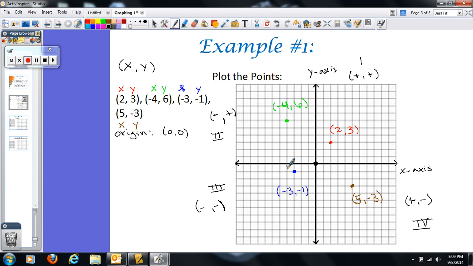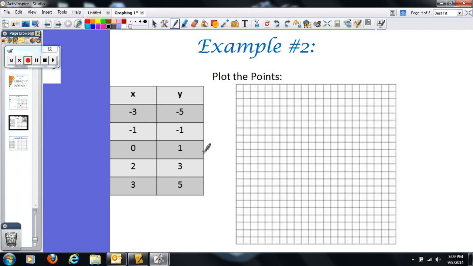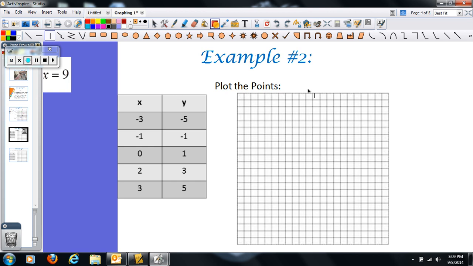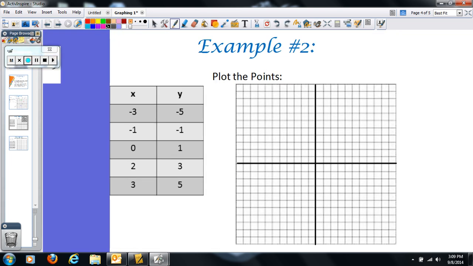Biggest thing is, again, remember where the origin is. Remember that the first number in the coordinate is x, the second number is y. Okay? So here, I have a set of points in an XY table, and you're just very simply asked to plot the points. So let's go ahead and do that.